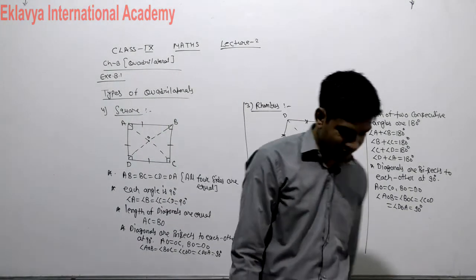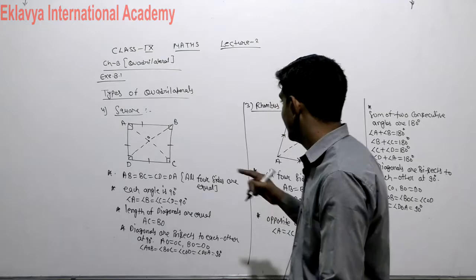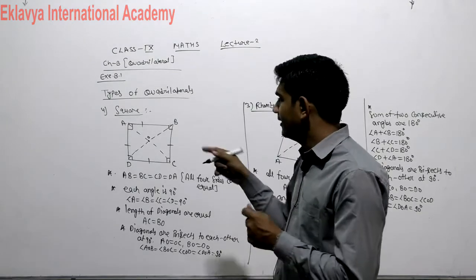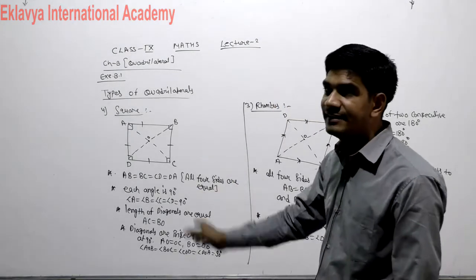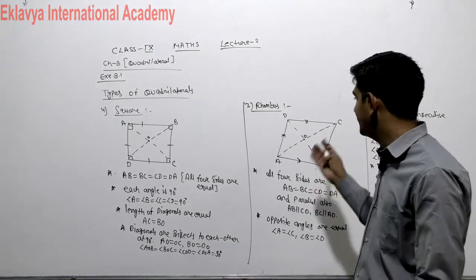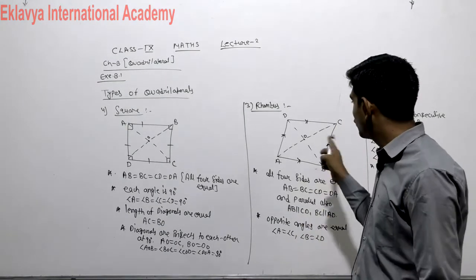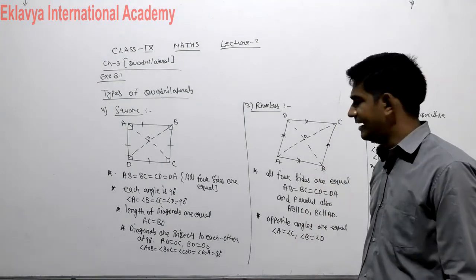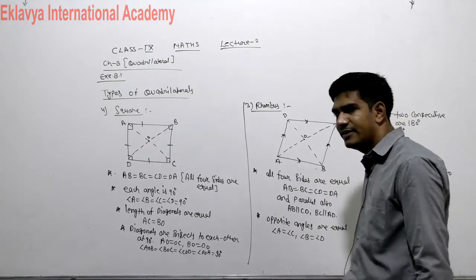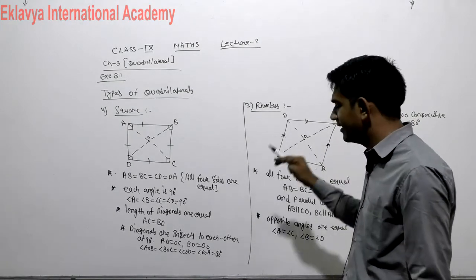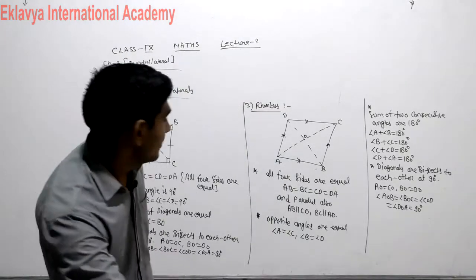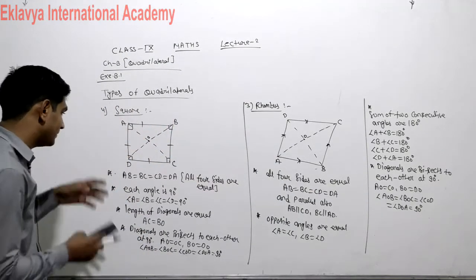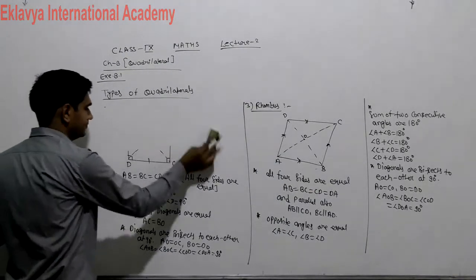So the difference between rhombus and square is that in a square the lengths of diagonals are also equal and each angle is 90 degrees, whereas in a rhombus the lengths of diagonals are unequal and each angle is not 90 degrees. If in a rhombus each angle is 90 degrees, then it becomes the square. Understand? Next property is the trapezium.